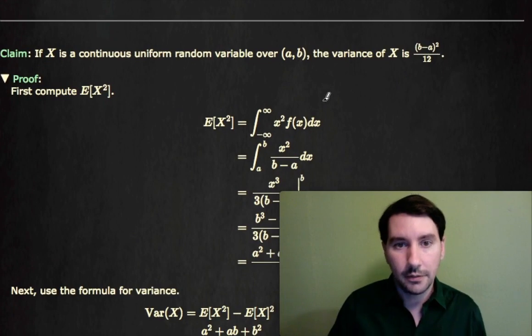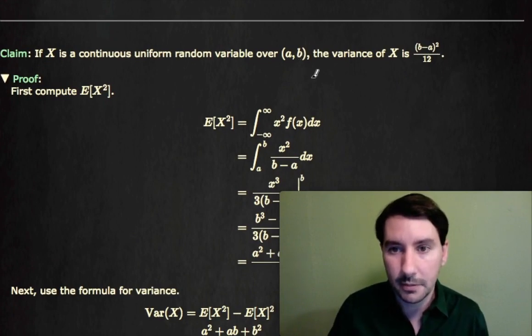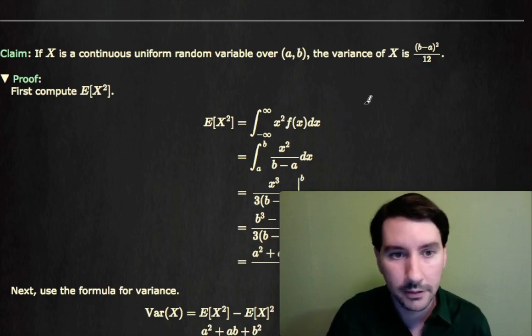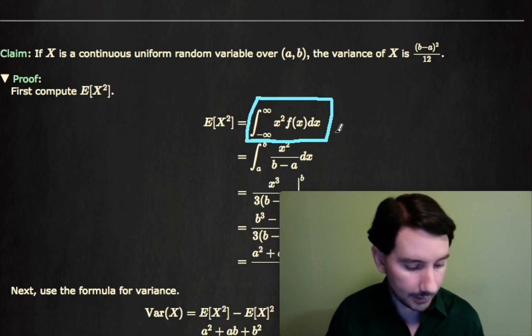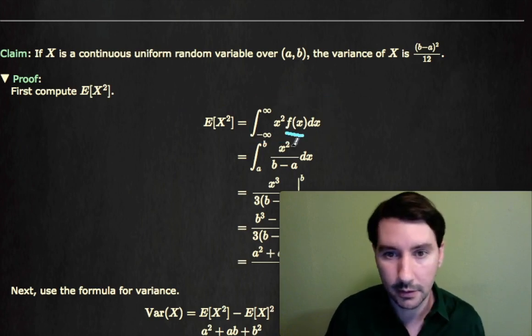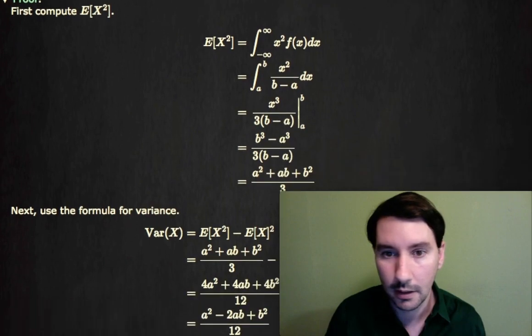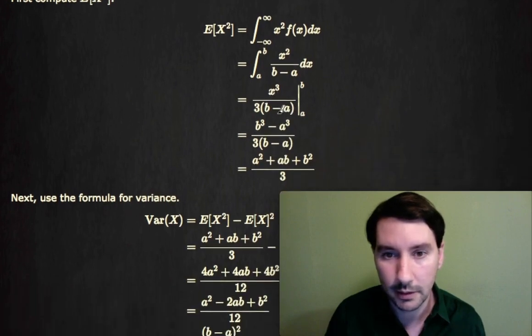The variance of a uniform random variable over an interval [a, b] is (b − a)²/12. So to find the variance, we're going to first compute the expected value of X². So we're looking at the integral from negative infinity to infinity of x² f(x) dx. And again, f(x) is only non-zero on [a, b]. So we're looking at the integral from a to b of x²/(b − a) dx. So now we get x³/(3(b − a)) evaluated from a to b, which is (b³ − a³)/(3(b − a)).